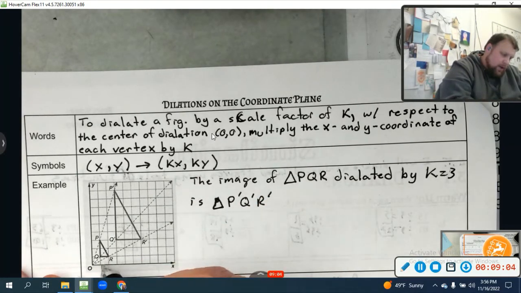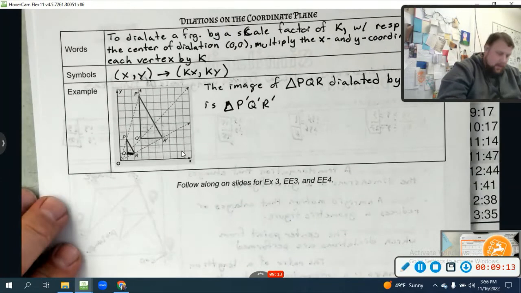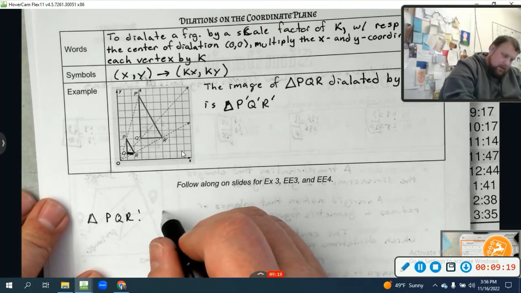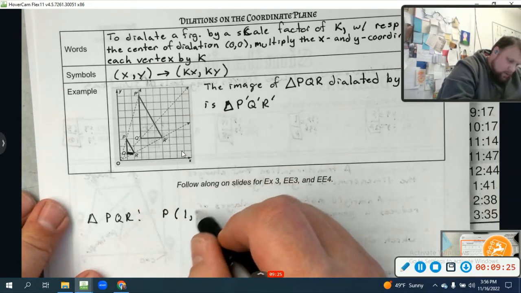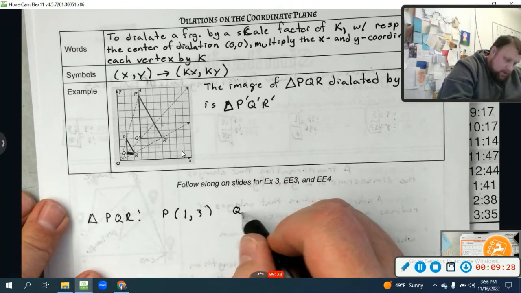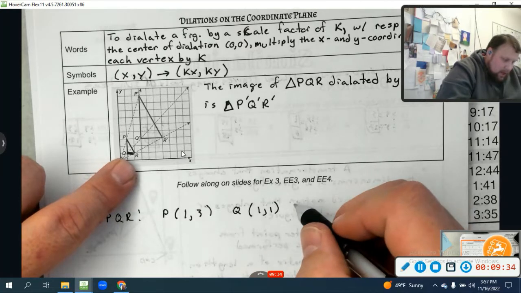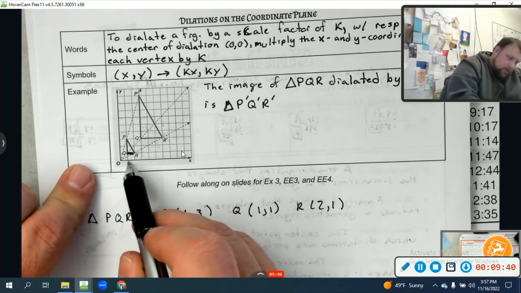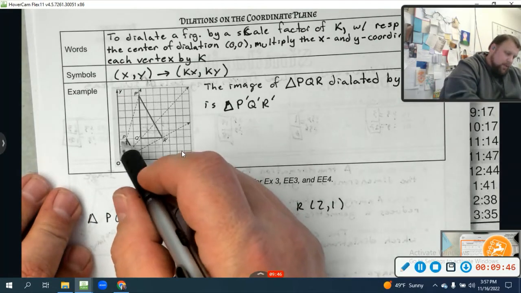All right. So we notice this right here had a coordinate of, we're going to do this example below where we have some space. So triangle PQR, see, point P was 1, 3. Point Q was 1, 1. And point R is 2, 1. I'm just counting over 1, 2, 1 to get the label of the vertex there, right? Point P, Q, and R.